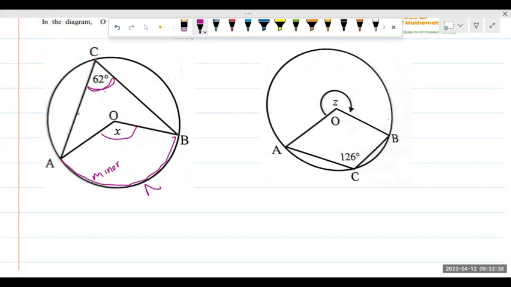You look at angle C. Angle C is also created by what? By minor arc AB. Let's look at it this way, because it seems as if it's confusing people.